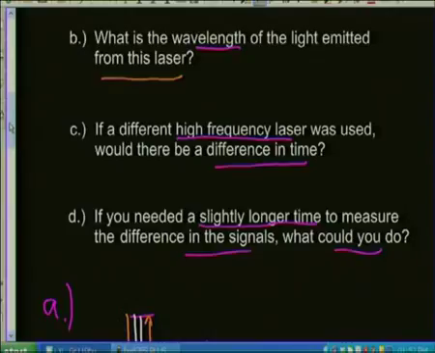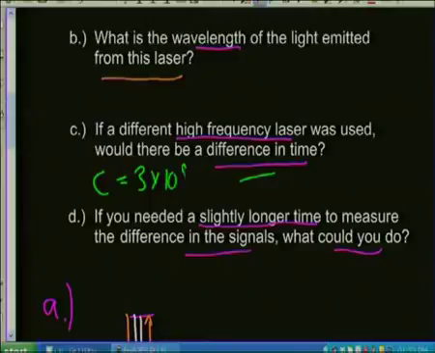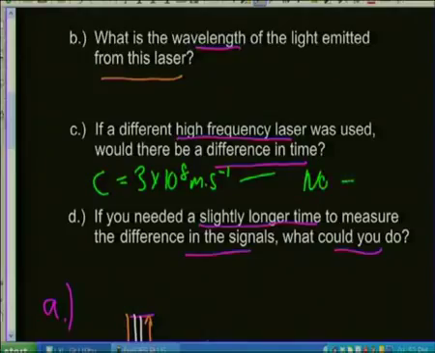Let's move on to question C, which was really quite interesting, and it says, if a different high frequency laser was used, would there be a difference in time? Well, now, what we've got to recognize here is that light, visible light, is part of the electromagnetic spectrum. And all light that is part of that electromagnetic spectrum travels at the same speed. The speed is constant. C is 3 times 10 to the 8 meters per second. So even if I increase the frequency, I'm not going to increase the speed. The speed will stay the same. So the answer to this is no. It will remain the same.